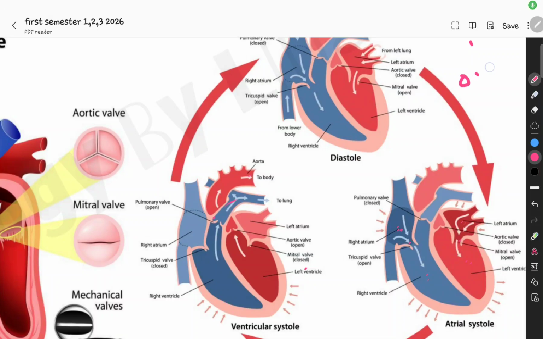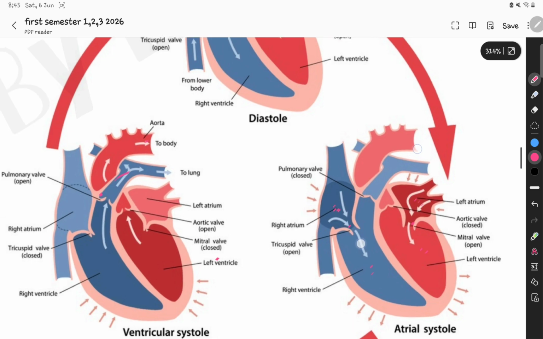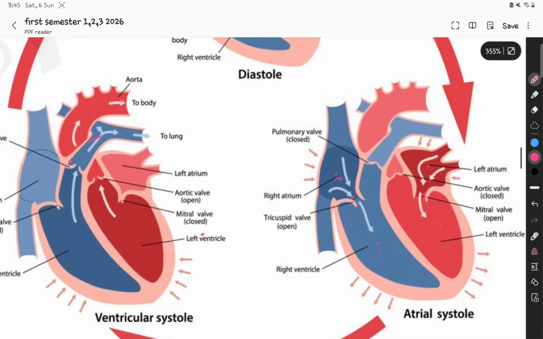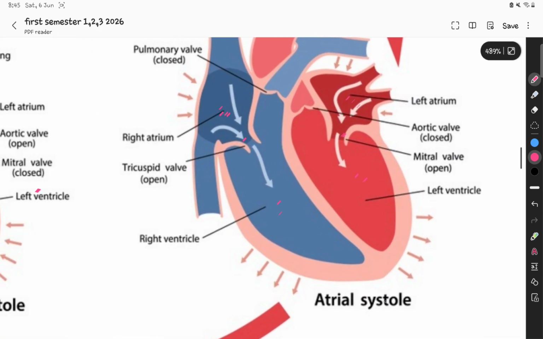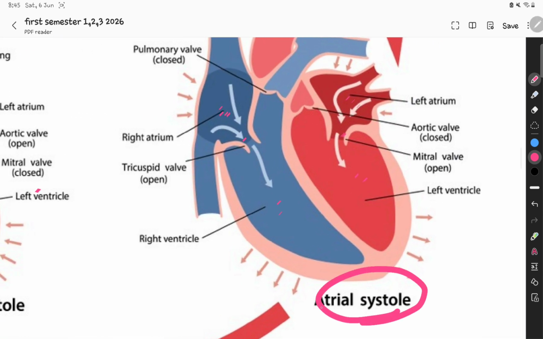The cardiac cycle lasts for about 0.8 of a second. Now let's learn what the phases of the cardiac cycle are. One cardiac cycle consists of three phases. The first phase is named atrial systole. What do we mean by atrial systole? It means the atria contract.